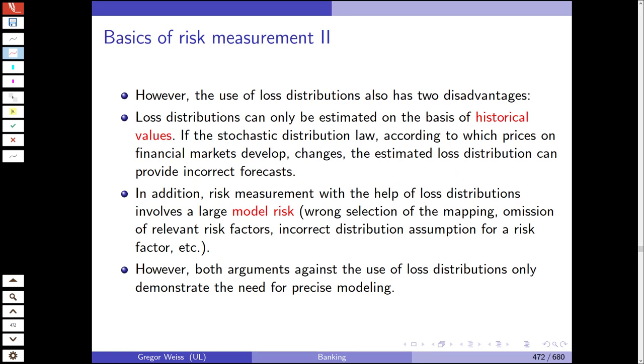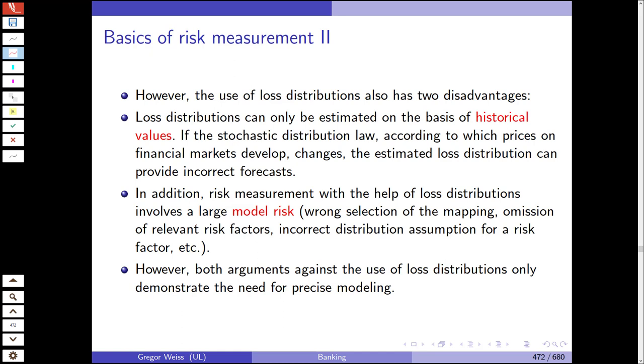First of all, to model those risks, you need data. You need historical data, otherwise you don't have any basis for coming up with the statistical distribution of your financial position. In addition, risk measurement with the help of loss distributions includes a huge model risk. Why? You need to choose a risk mapping. You need to think about a relevant risk factor. You need to choose a distributional assumption. And if you make any mistake in modeling, you have model risk. That is the risk that you've chosen the wrong model.